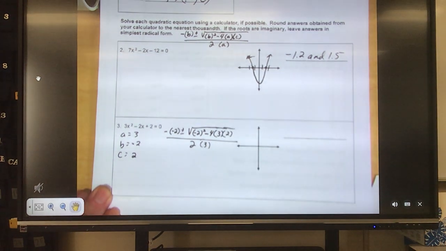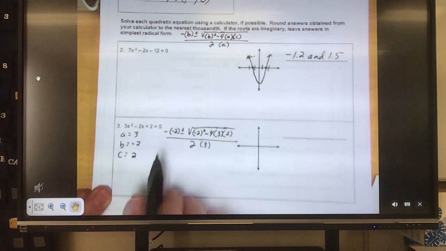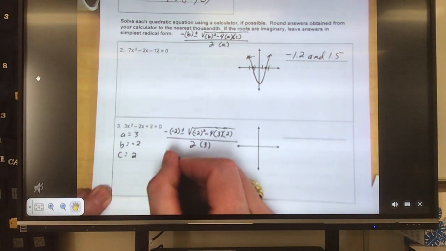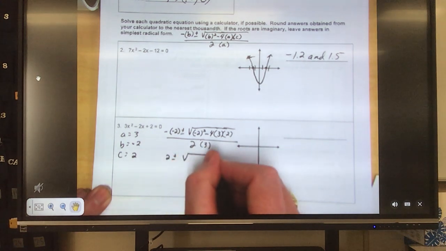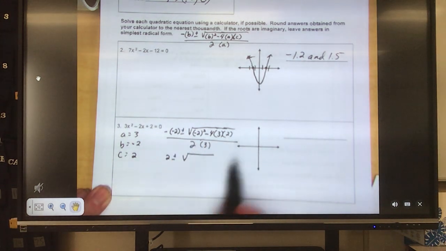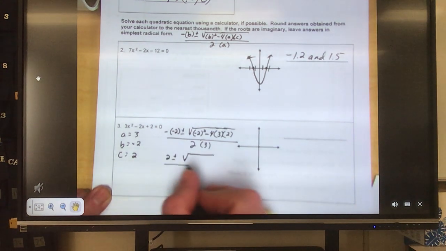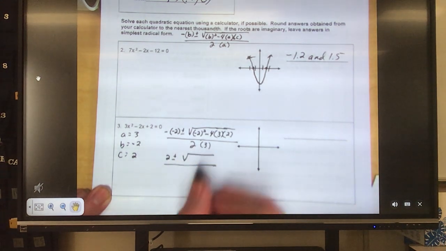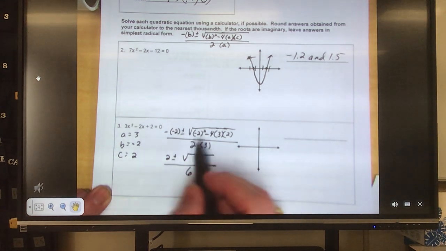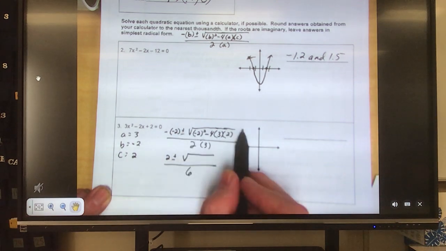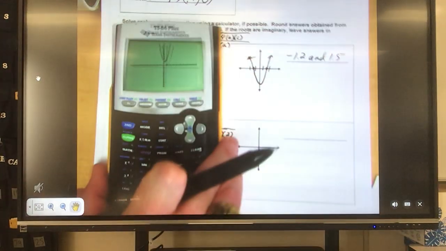Okay, now I clean it up. A negative made a positive, so 2 plus or minus... we don't know what's under there. If you put that in, it's going to give you an error because it's a negative number. We know it's imaginary, so I know I can't do that. -20, all over 2 times 3, which is 6. So in my calculator screen, I only put what's underneath without the square root.